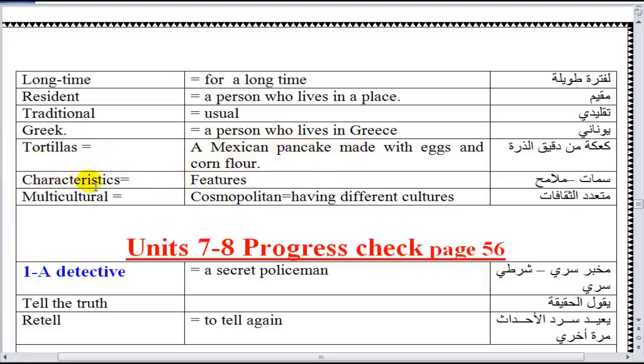Characteristics, features. Multicultural, cosmopolitan, having different cultures.